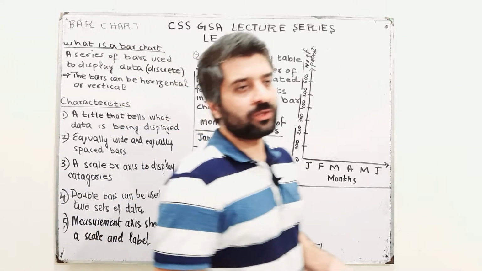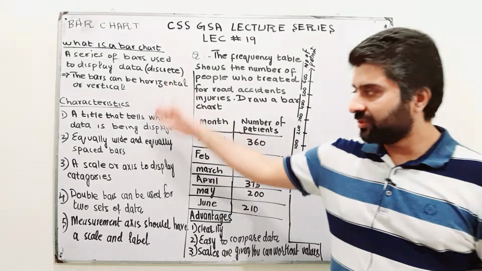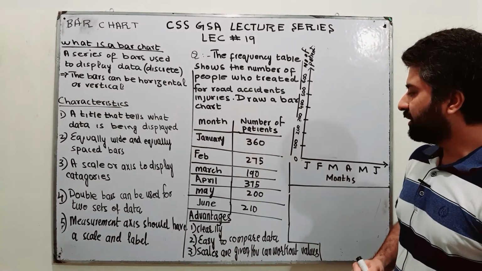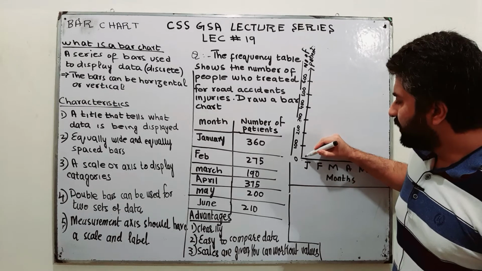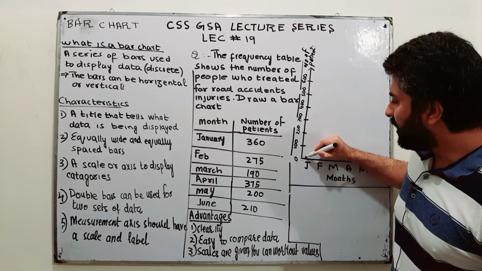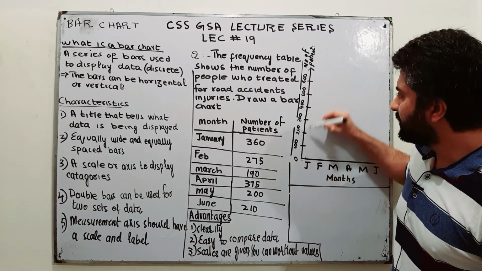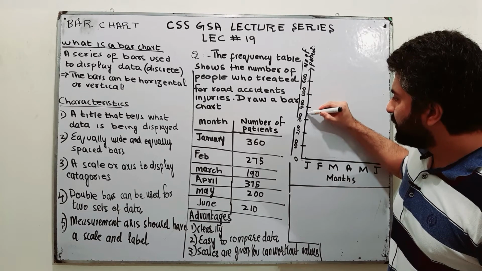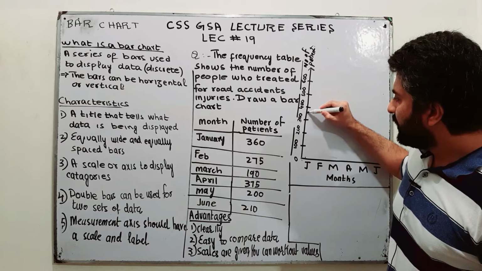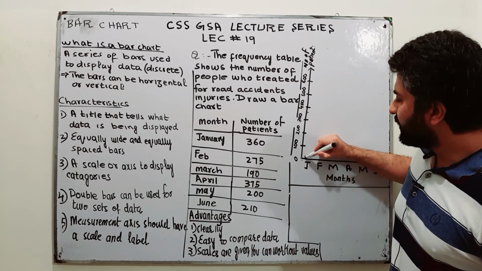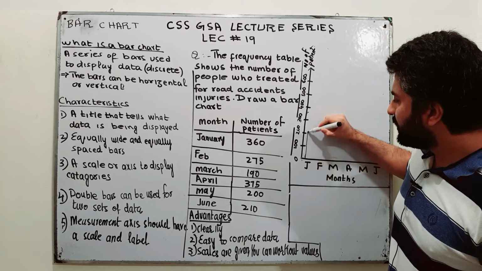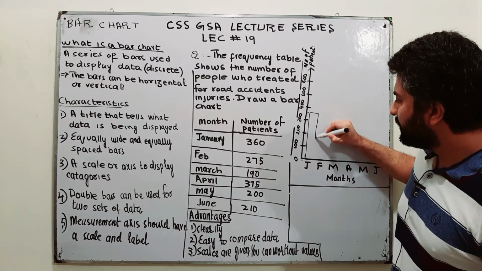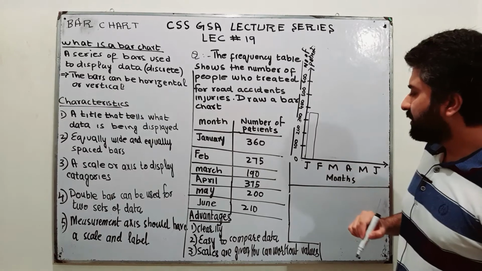According to this discussion I am going to draw it. First of all, January has 360 patients. So from January you are going to draw a bar with 360 patients. Let me mark 360. This is 400, this is 350. So it will be right over here. You need to draw a straight bar up to 360. Okay, that is enough. This is the bar for January.